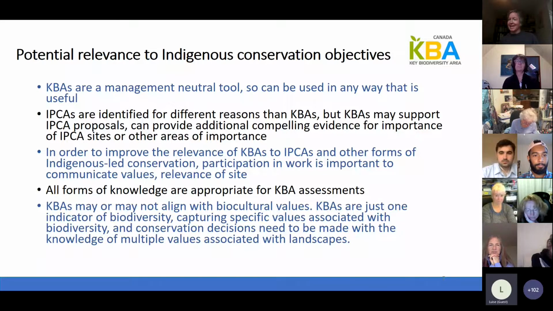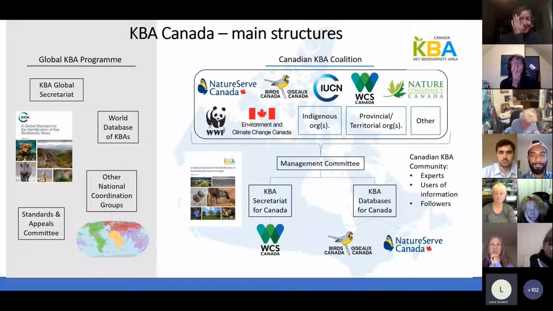I'll try to end pretty soon here because I think I'm out of time. This is just to show that we have quite a large structure in Canada for both the governance and the application of the KBA criteria across the country. On the left is the global structure. We're very much in partnership with a global infrastructure that makes sure there's consistency across all key biodiversity areas in terms of how criteria are applied.